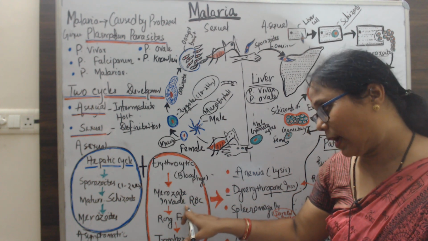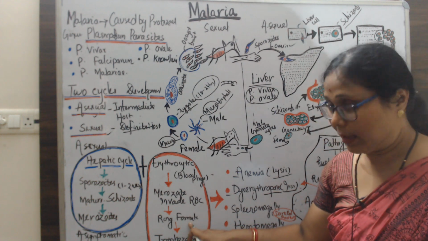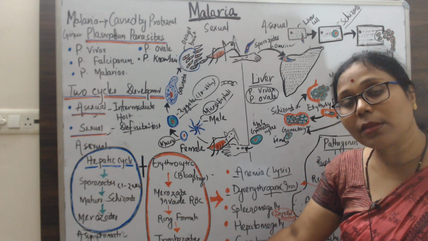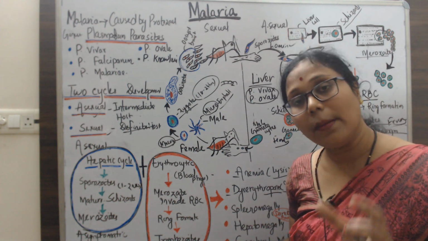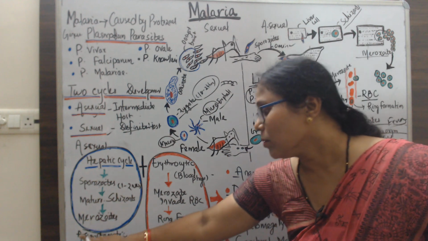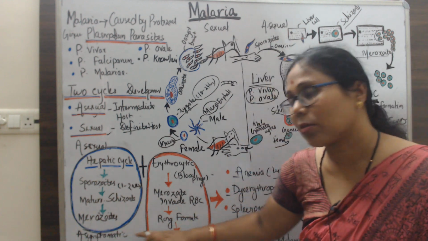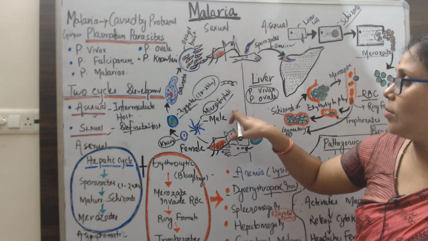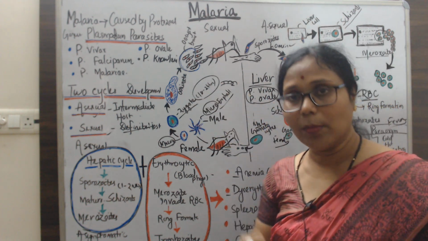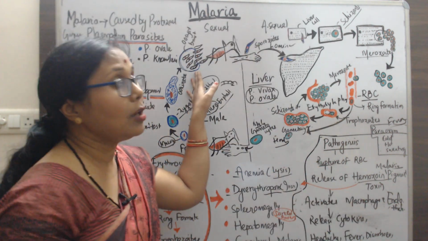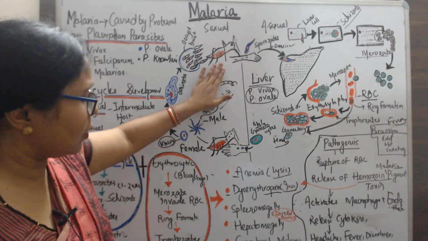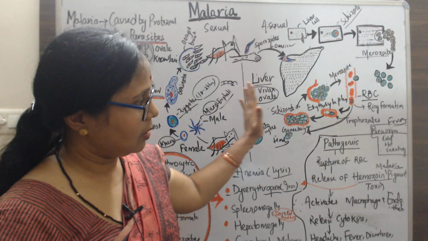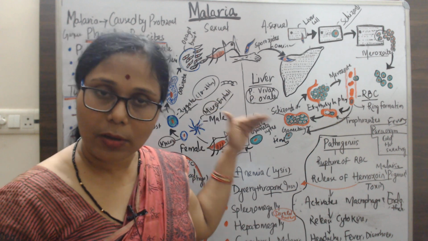Merozoites invade the RBC, then ring formation, which is the early trophozoite, then the trophozoites are formed, and again schizonts are formed. Schizonts contain daughter merozoites. This is called schizogony. But in the sexual cycle, what happens? Sporozoites are formed. This is called sporogony. And in the human body, the intermediate host, schizogony occurs.